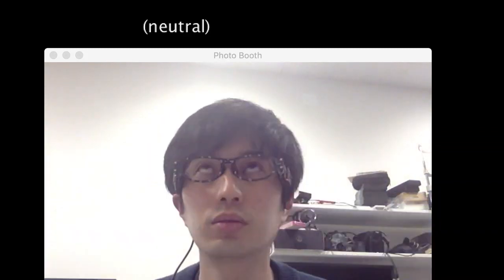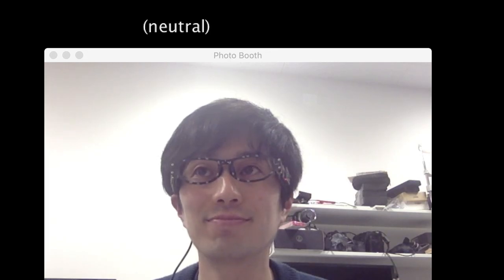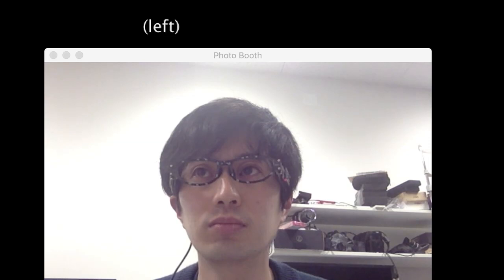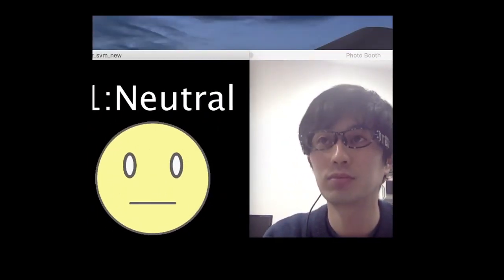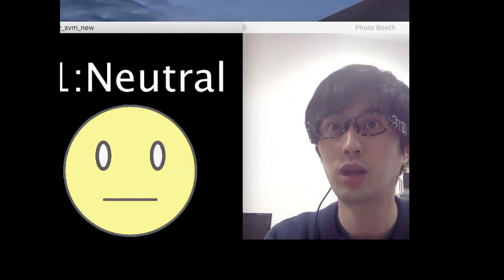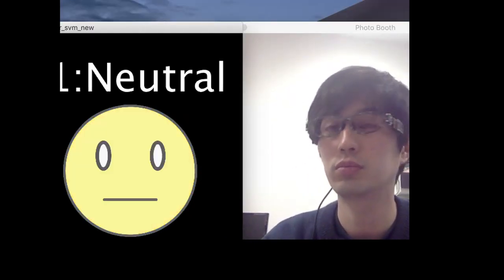For this demo, it is beyond the paper, but we use the upgraded version of the eyewear and a CNN for eye direction detection. The device recognizes dynamic eye direction gestures regardless of facial expression states. Of course, the device can classify facial expression states.